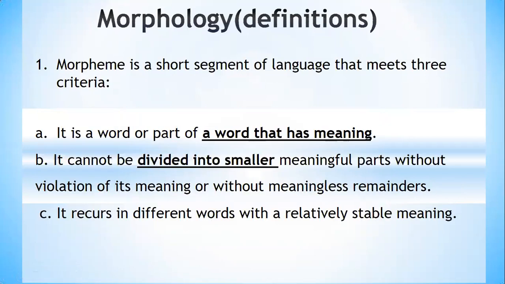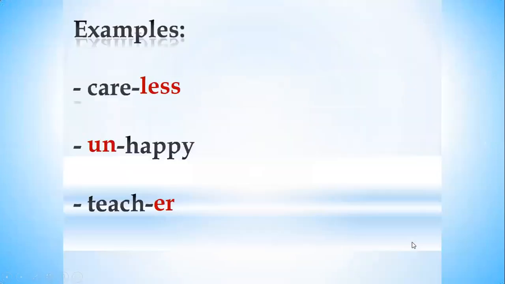A morpheme is a short segment of language that meets three criteria. So what are those? First, it is a word or part of a word that has meaning. Second, it cannot be divided into smaller meaningful parts without violations of its meaning or without meaningless remainders. And finally, it recurs in different words with a relatively stable meaning. Now let's go to the next page.